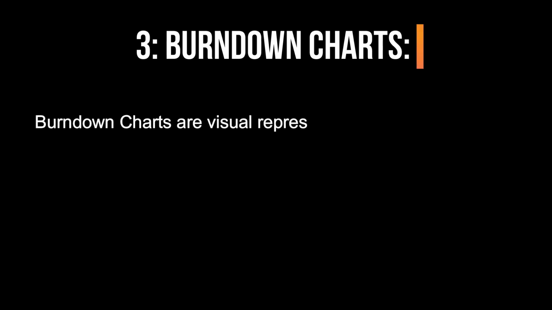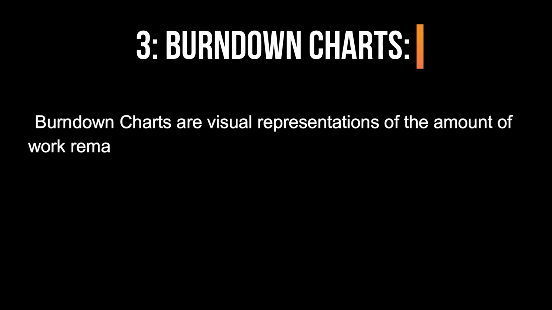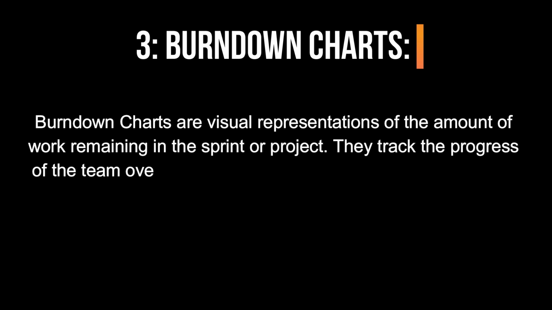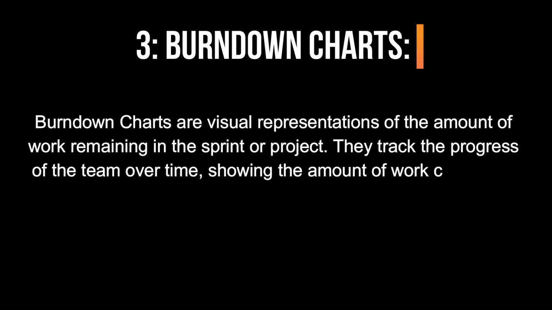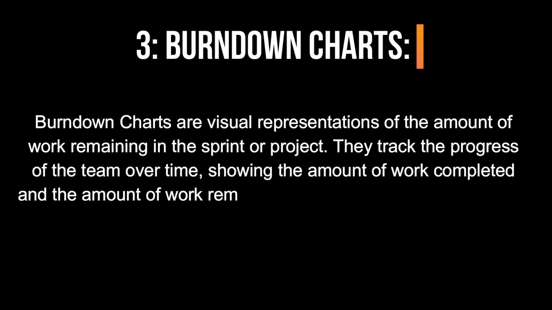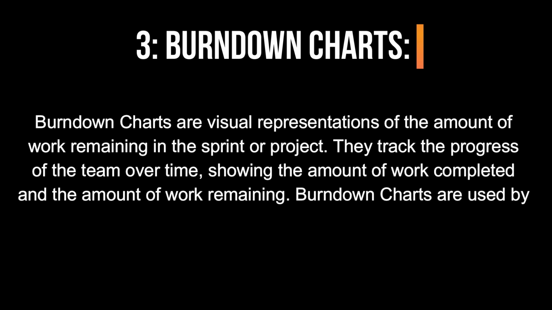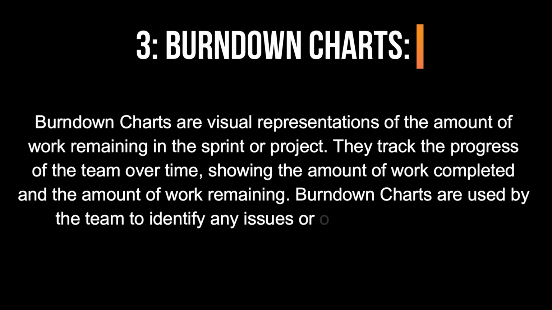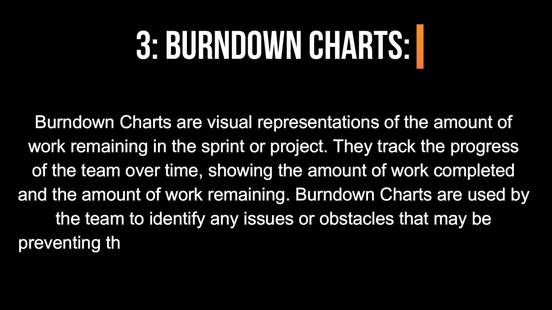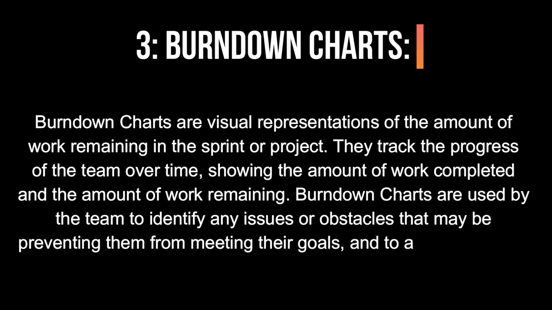3. Burn-down charts. Burn-down charts are visual representations of the amount of work remaining in the sprint or project. They track the progress of the team over time, showing the amount of work completed and the amount of work remaining. Burn-down charts are used by the team to identify any issues or obstacles that may be preventing them from meeting their goals and to adjust their plan accordingly.